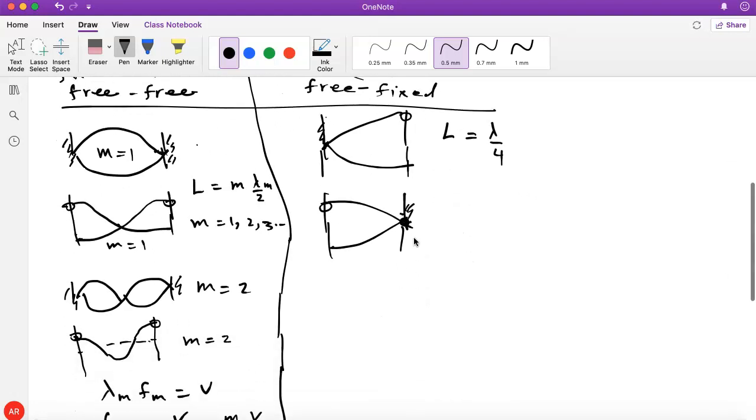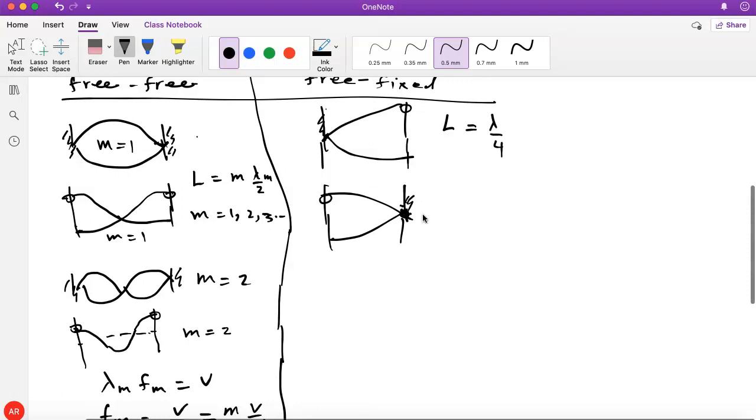So in general, to have this picture, we have 1 lambda over 4, and then to get the next node, we have to add an integer multiple of lambda over 2. Let me draw the next one, for example. 1 lambda over 2 here, and then the lambda over 4 is over here.